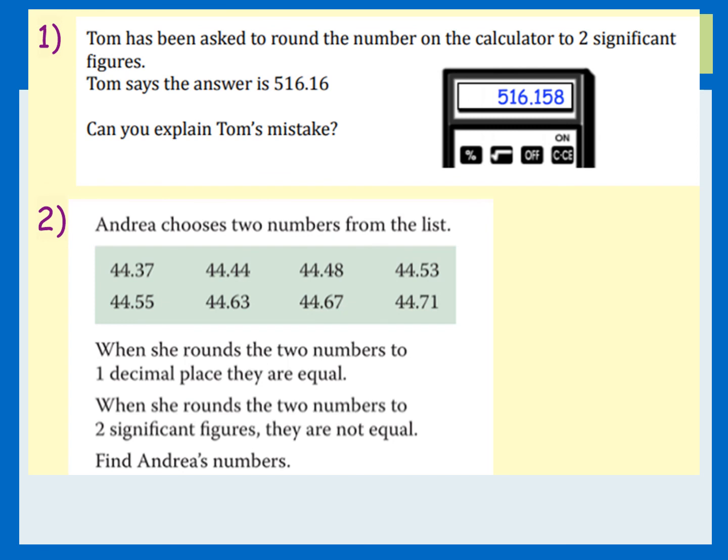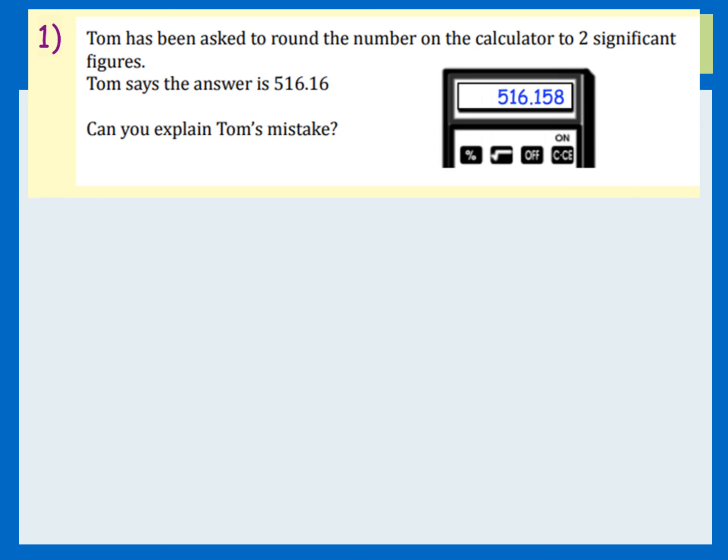We now have two exam style questions. What I'd like you to do is pause the video now and take your time to work through these. Now let's look at the first question. So the question is asking us to round the number 516.158 to two significant figures. Now if we're to do that, we know we look at the second significant figure, which is a 1, and the number next to it, the 6, tells us to round it up, which means our answer should be 520.